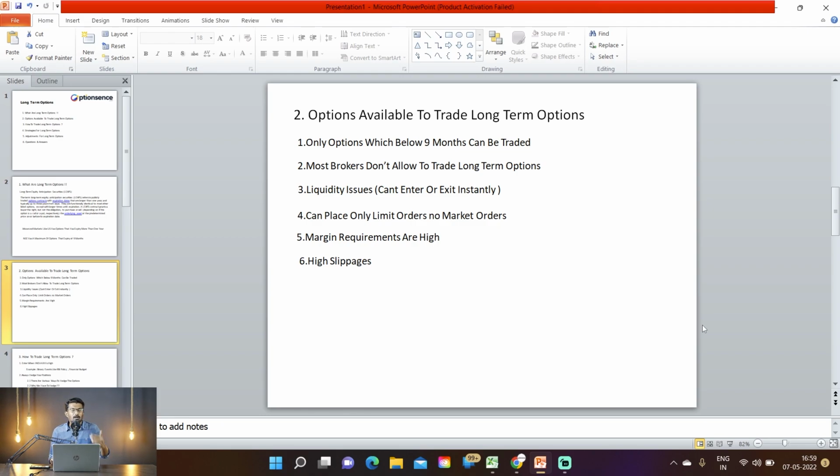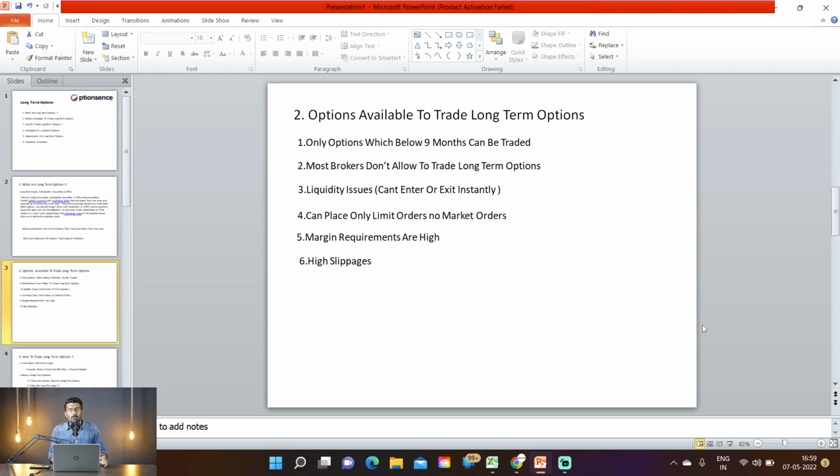So check with your broker if they are going to allow you to trade in long term options. Then the third thing is the liquidity issue, which I told you just now. You cannot place market orders. You have to place only limit orders. And margin requirements are high. Why am I saying this?